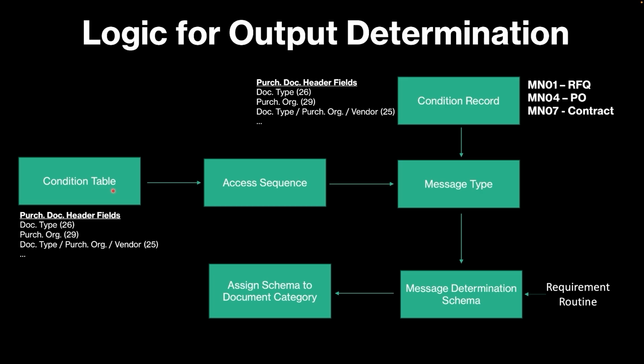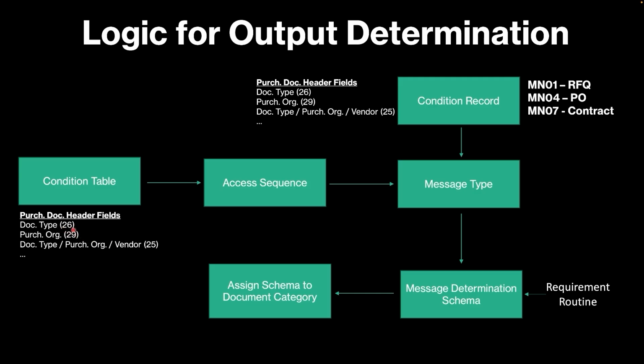Any field which appears in the line item, you cannot use to create condition tables for this output determination. So you can see here, this condition table will basically contain fields or combination of fields from your purchase document header, like your purchase order header. These are the standard tables which are available in the system.